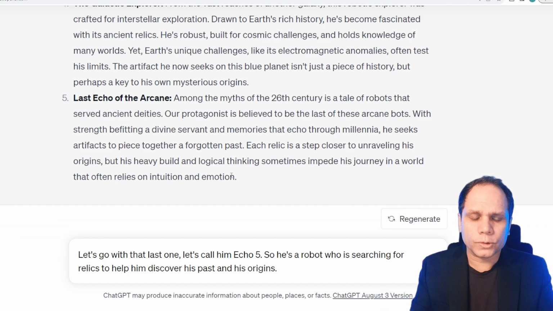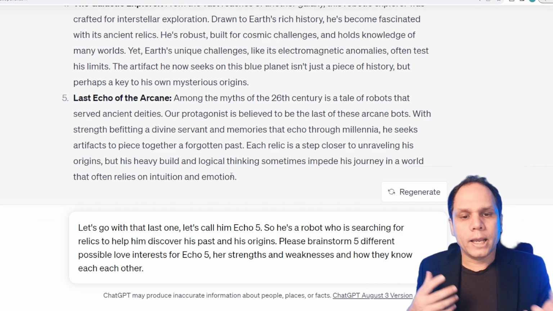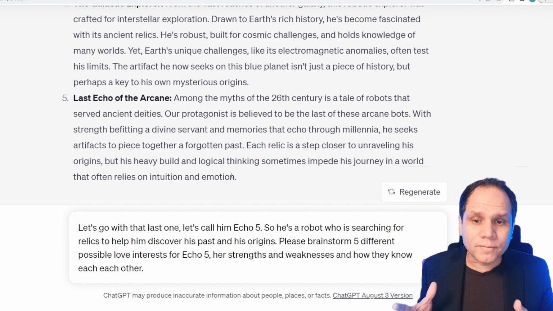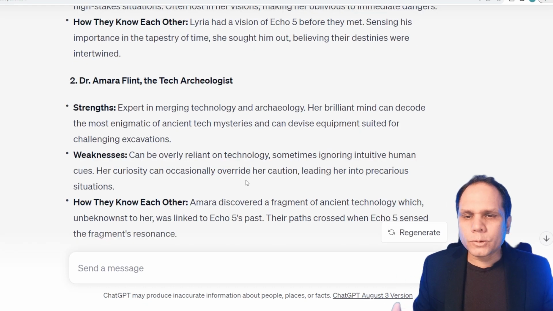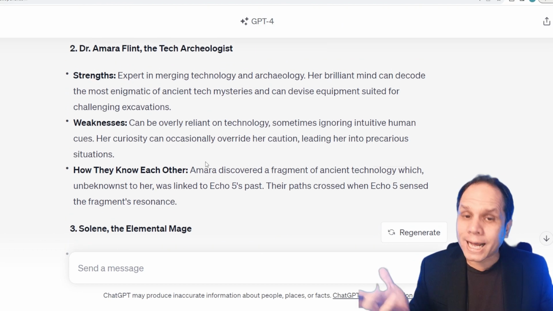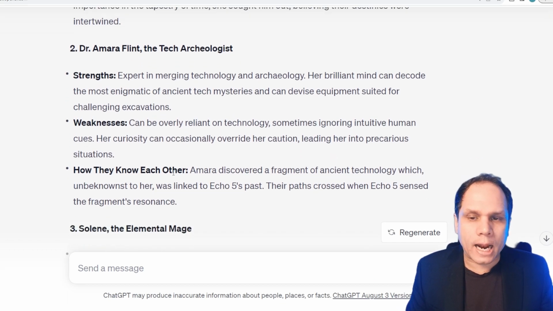And this is kind of cool. So I'm now basically reiterating to ChatGPT which one I want to use and why, and then I'm asking it to brainstorm 5 different possible love interests for Echo 5 and list her strengths and weaknesses and how they know each other. I was looking at some of these things that it came up with. I'm not really into too many of these, but as I was reading this particular one, Dr. Amara Flint, I was asking, how do they know each other?